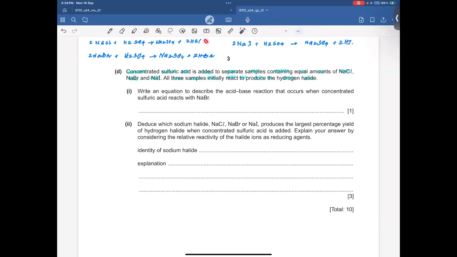So initially in these reactions, sulfuric acid is acting as an acid only. All right. In these reactions, concentrated sulfuric acid is not acting as an oxidizing agent, by the way. All right. You have to remember this. Write an equation to describe the acid-base reaction that occurs when concentrated sulfuric acid reacts with NaBr. So that's the equation. We need to write it here.